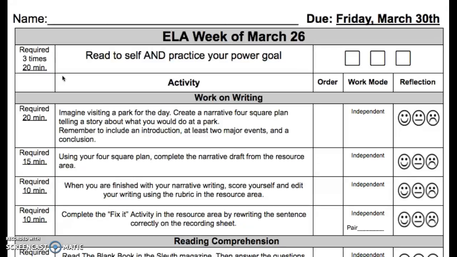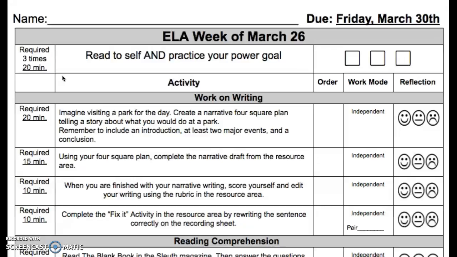Required for 15 minutes, using your Foursquare plan, complete the narrative draft from the resource area. This is going to be a worksheet, so make sure you grab the sheet. This is independent. Reflect when you're done.